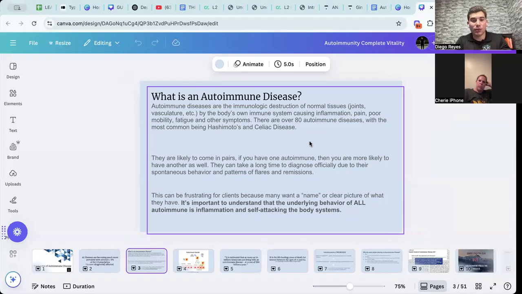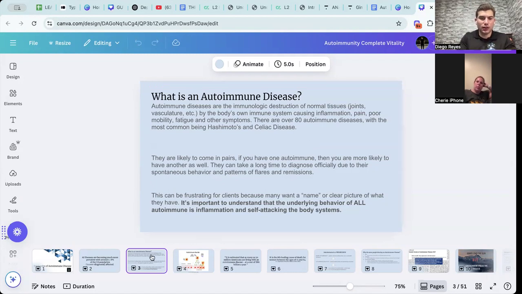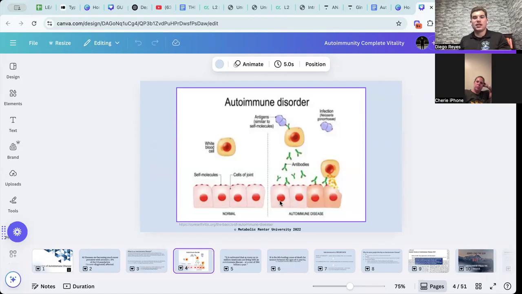Sometimes they like to come in pairs. If you have one autoimmune disease, then you are most likely to have another. They can also take a long time to diagnose officially due to their spontaneous behavior and patterns of flares and remissions. Some people can have an autoimmune issue and then go into remission, but then trigger it again and get predisposed to another one. Let's say you had Hashimoto's, you got it under control, and then it came back, and now you also have rheumatoid arthritis, which I've seen a lot. When you look at it, your body starts attacking itself.